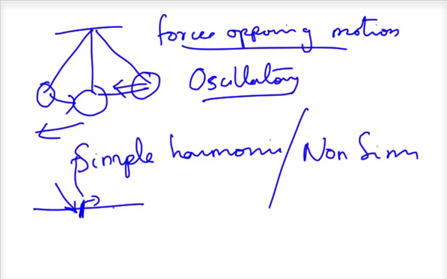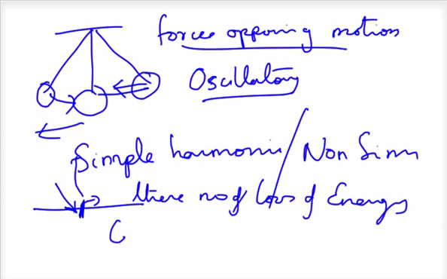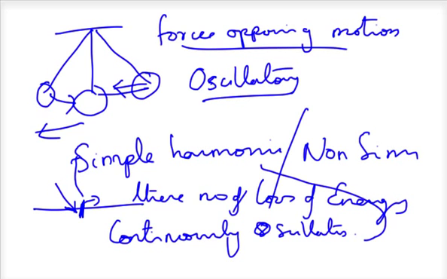Only those cases of oscillatory motion where there is no loss of energy, and the body continuously oscillates once set into oscillation, I will call simple harmonic. Other than that, it could be called damped harmonic motion. Damped means there is a loss of energy, and this loss of energy results in the body ultimately coming to rest.